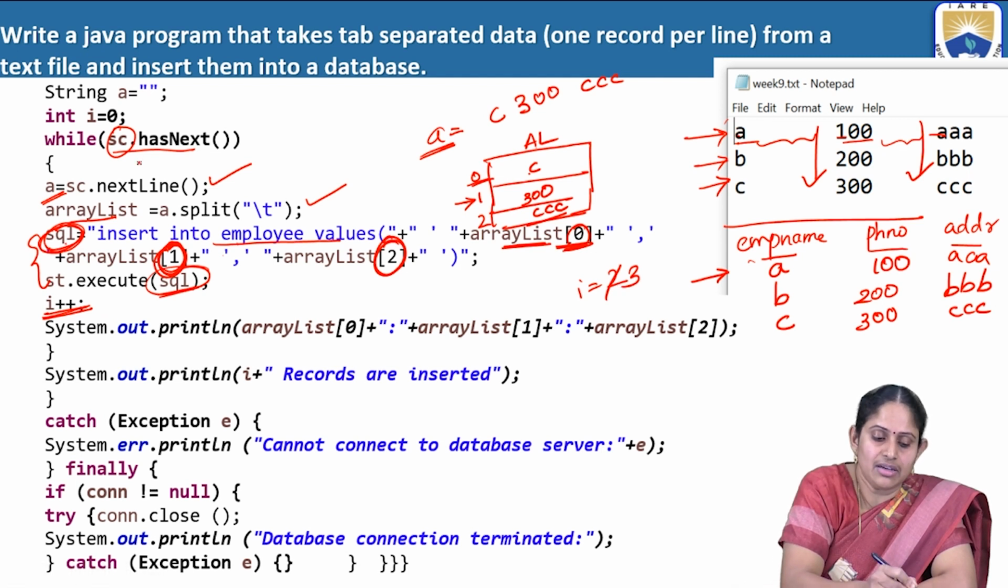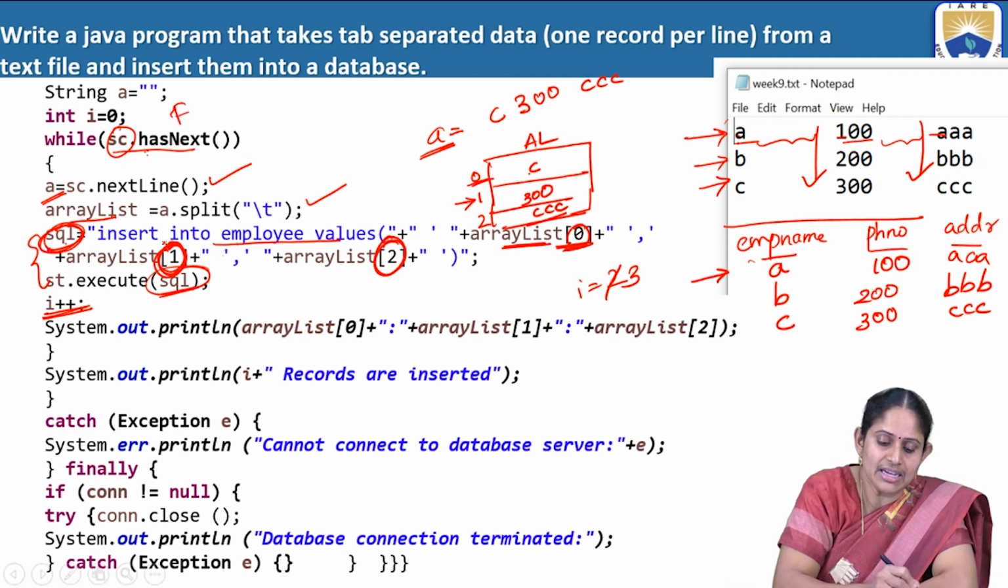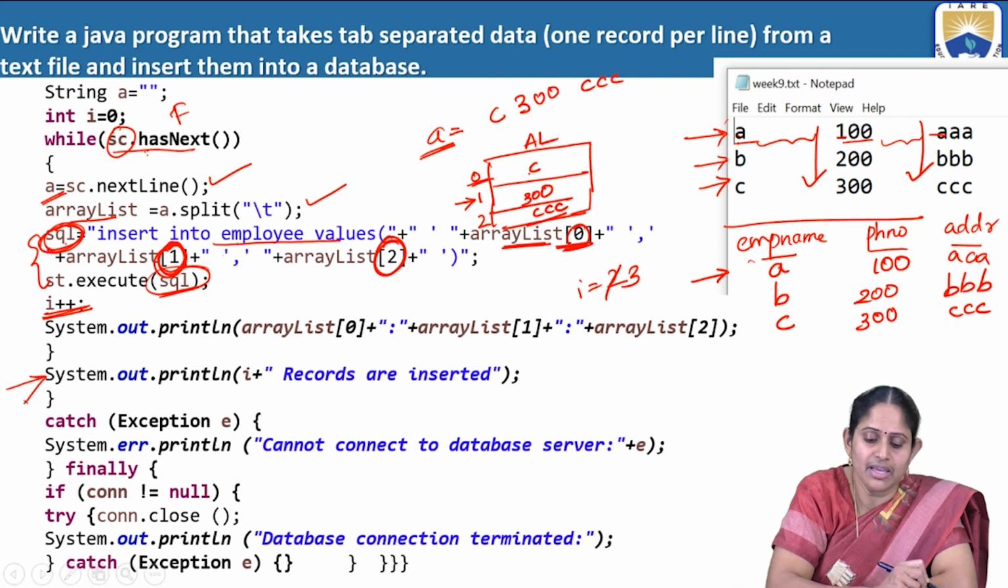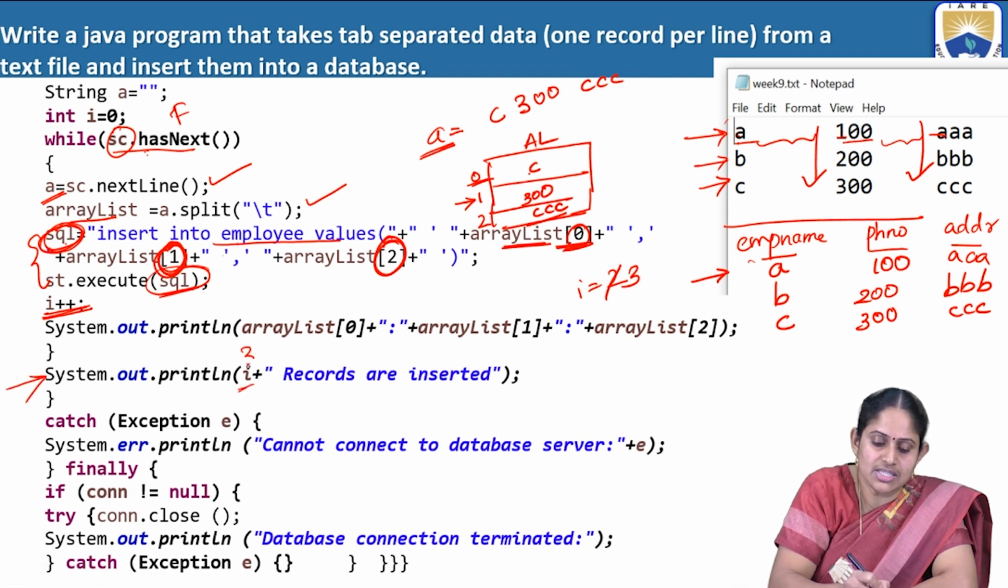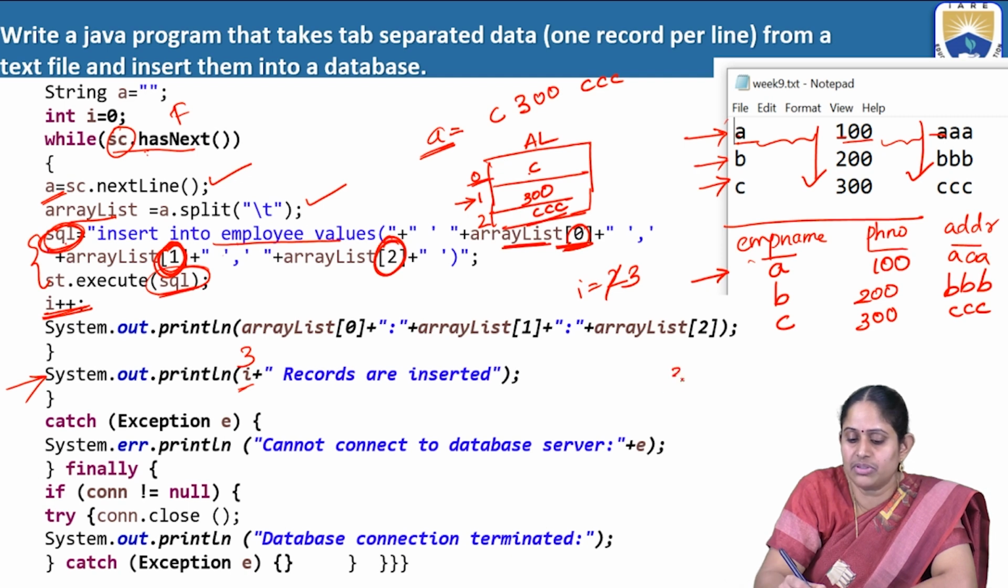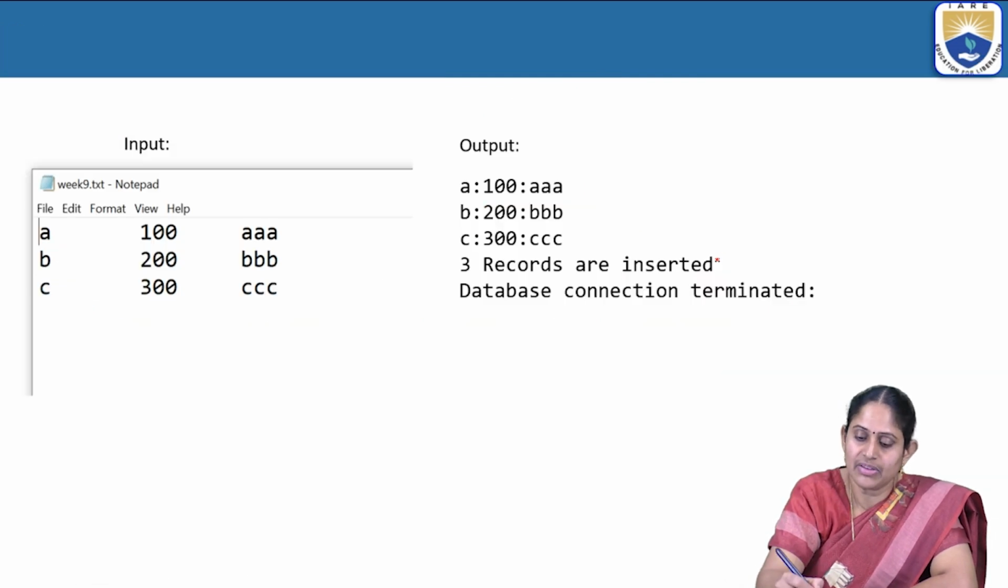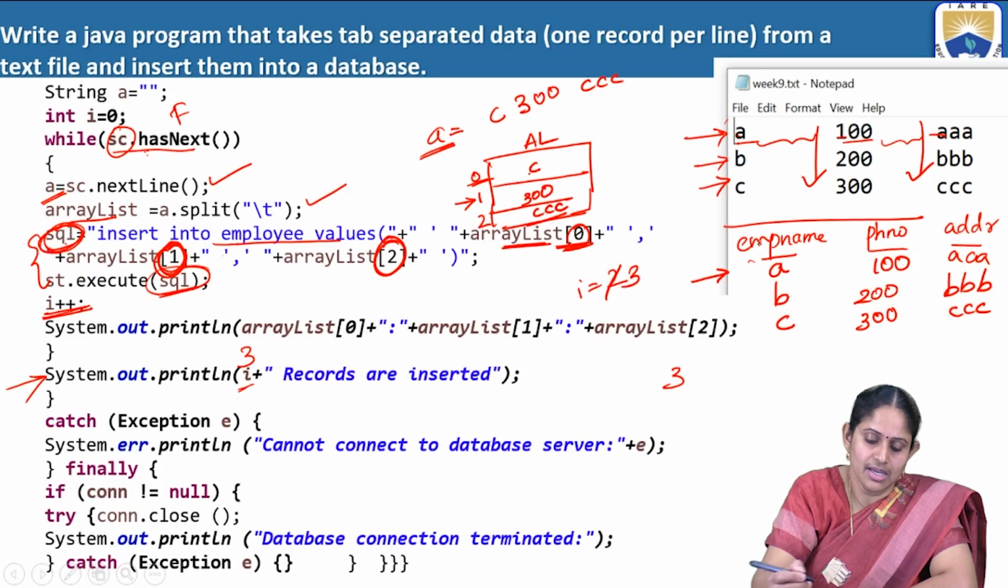Again it will go for the next iteration, wherein it finds that there are no more values inside the file. So this will return false. It will exit, and the statement will be printed. So 3 records are inserted. We get in the output: 3 records are inserted. So we get this line.